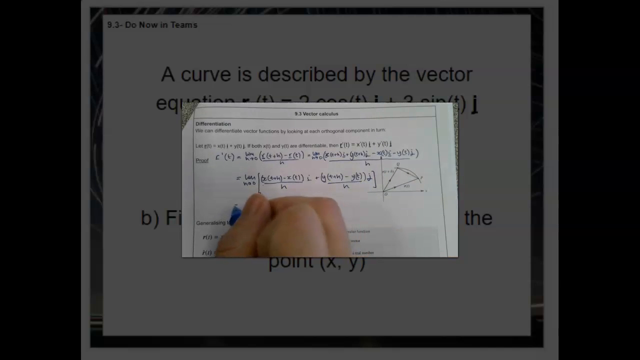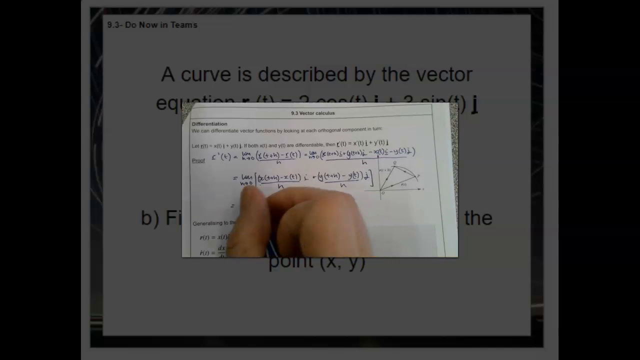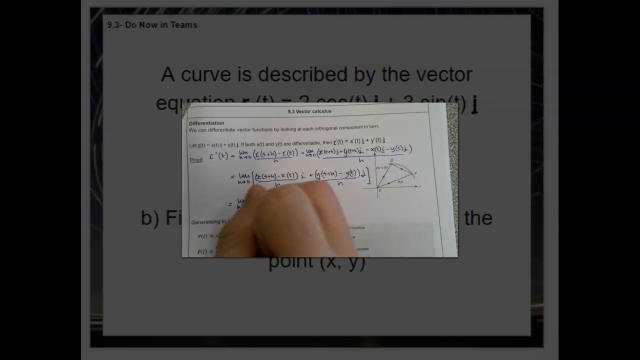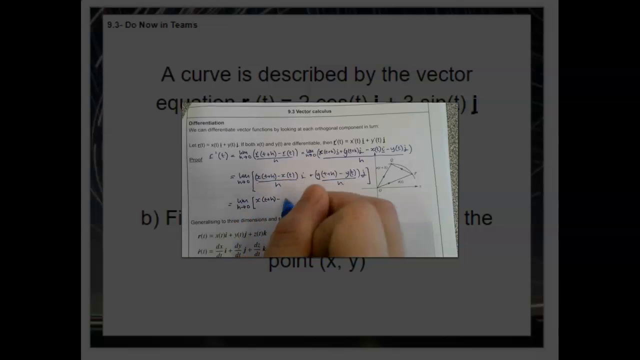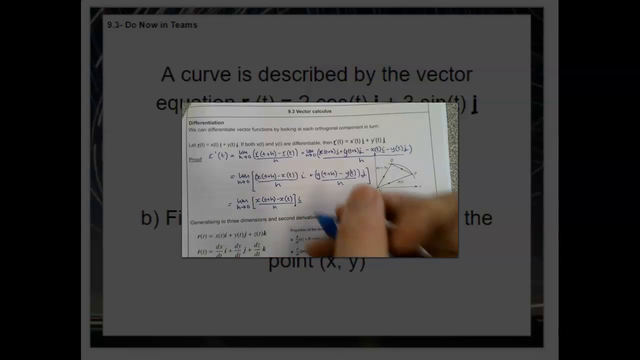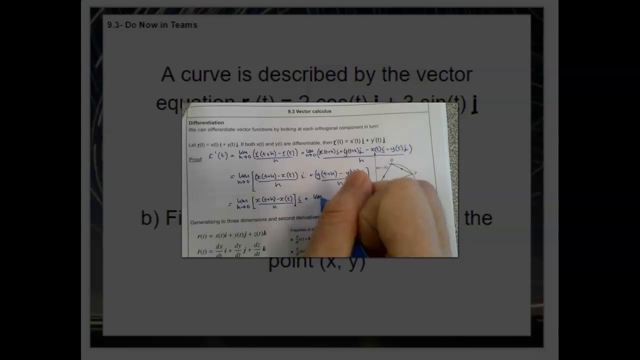Then we know something about limits, which is that if I've got a limit of a plus b, that's the same as the limit of a plus the limit of b. So formally, I can write this as two separate limits. If I'm being really formal, I do need to go through this process. I'm going to take i out of the limit, because it's like a constant vector, it doesn't change with h. And then I'm going to do the same for the j component.